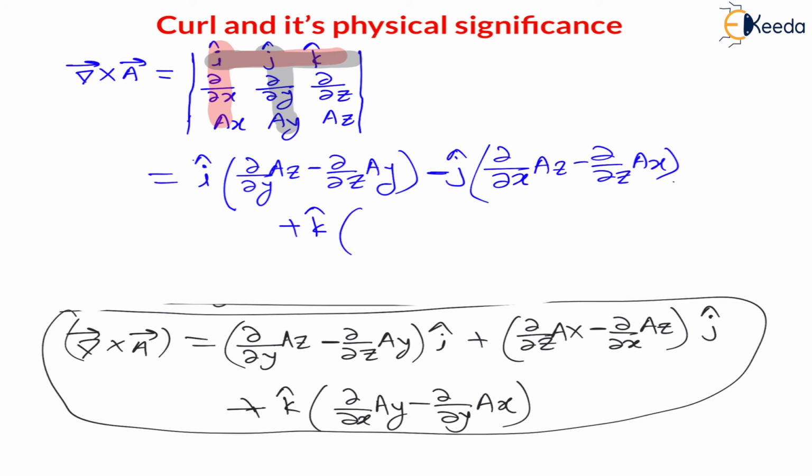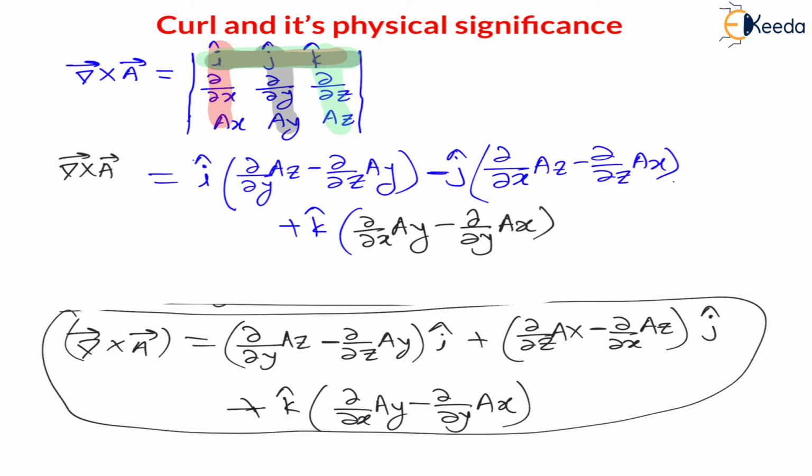Now k cap is falling in the third column and first row. Therefore delete the third column and first row. Then I will get these four elements. For these four elements, the determinant will be written as dou x of ay minus dou y of ax. Right. Now see, this is del cross A, that is the curl of vector A.